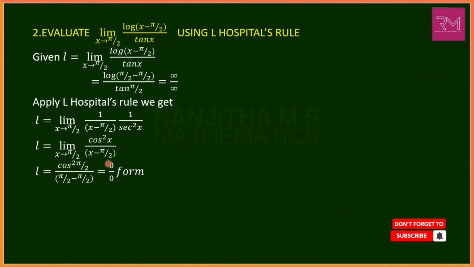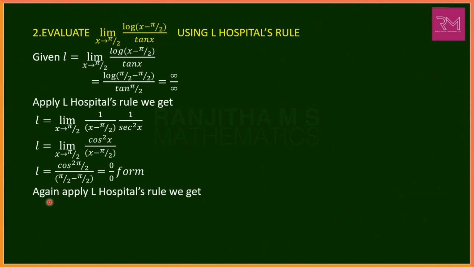Here we know that cos square 90 degree, that is cos 90 degree value is 0, divided by pi by 2 minus pi by 2, which is 0. Hence we get the value of the form 0 by 0. After obtaining 0 by 0 form, what's the next step? We have to again apply L'Hospital rule. That means we have to differentiate this term numerator and denominator separately.